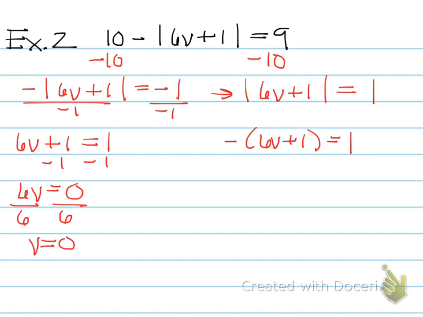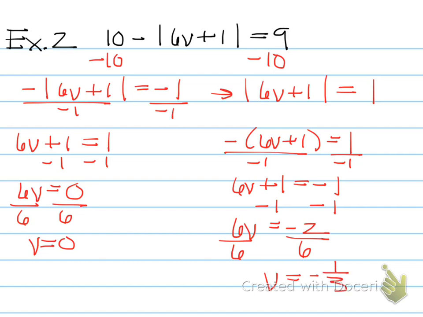And then solving the equation for the negative quantity inside the absolute value bars, we're going to divide both sides by negative 1. I'll get 6v plus 1 equals negative 1. And then subtract 1 from both sides. You get 6v equals negative 2. Divide both sides by 6. V equals negative 1/3. And again, write your solutions, the smallest number first, and then separate the two solutions with a comma. So negative 1/3, comma, 0.